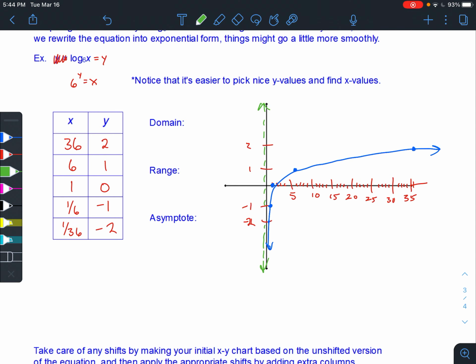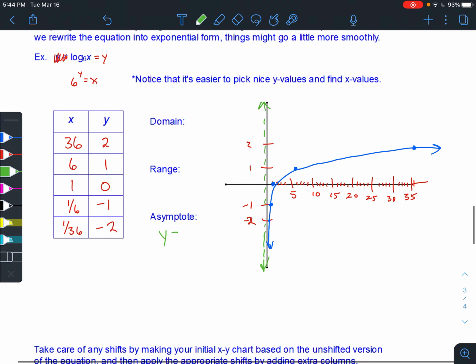Okay, so we do have that asymptote running down there, and that asymptote is going to be y equals 0. I'm sorry, that's not y equals 0, that's x equals 0. A little brain fart there, pardon me. All right, so the asymptote is x equals 0.